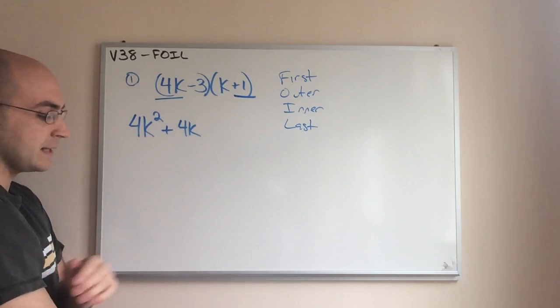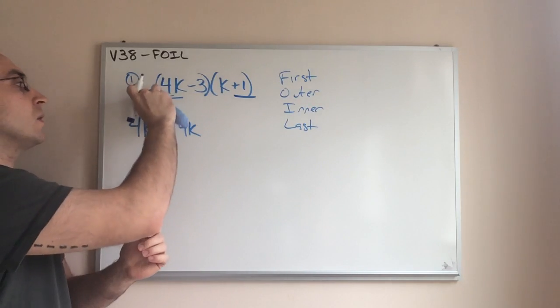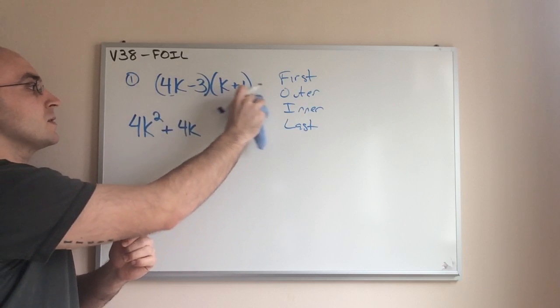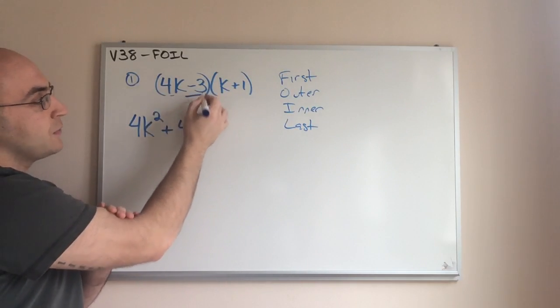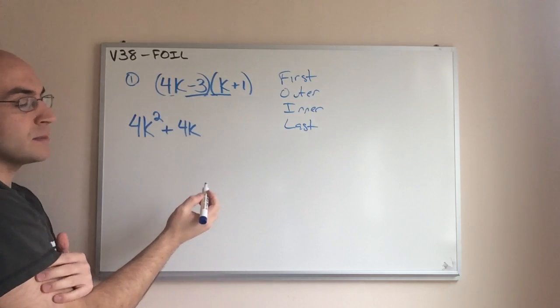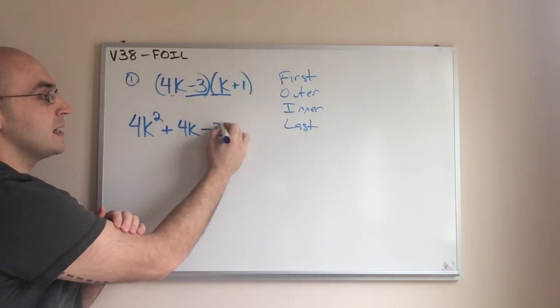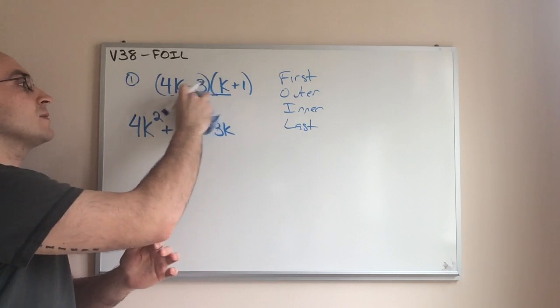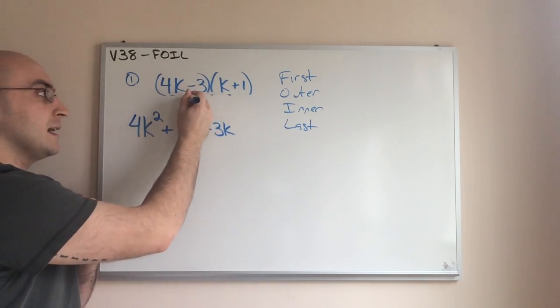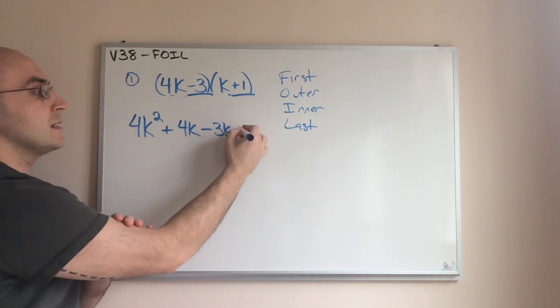Now, next is the inner terms, or the two inside terms of these binomials here. -3 is an inner term, and k is an inner term. So I'm going to multiply them, which gives me a -3k. And then the last thing is obviously last, or the last two terms, which is going to be, again, -3 and +1. So that's going to be a -3.